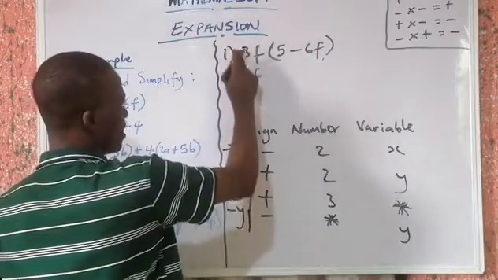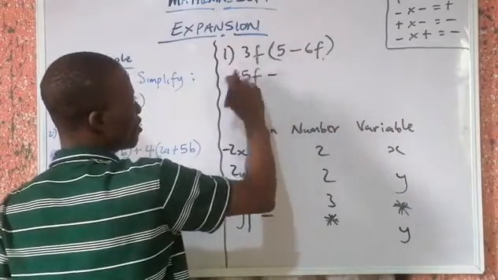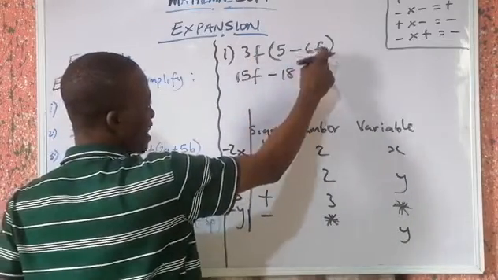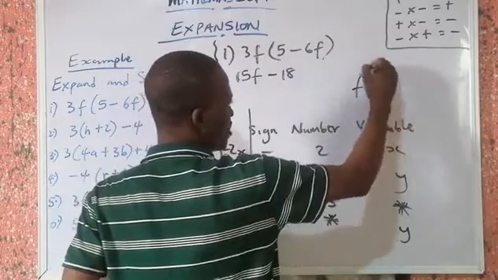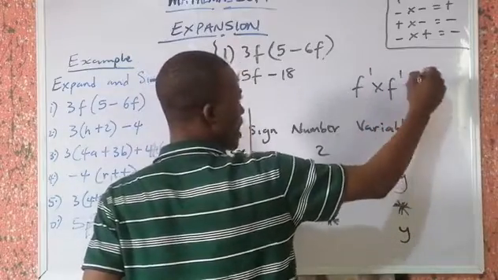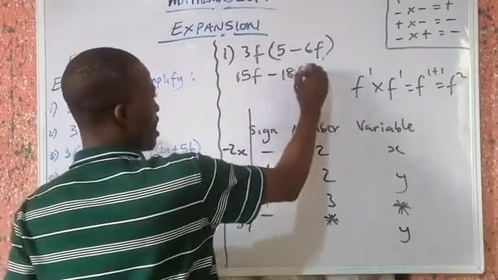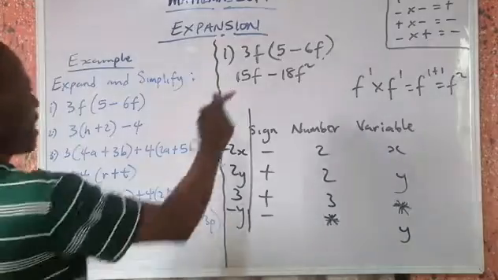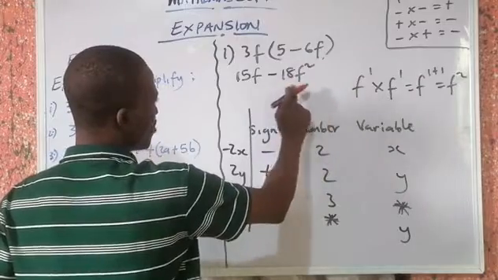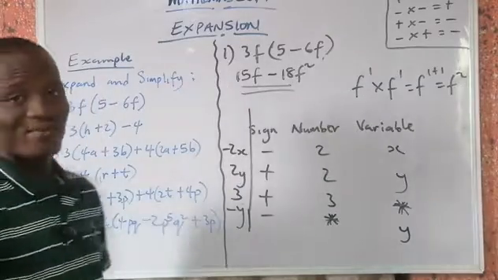Here, I want to multiply. It's just like I'm saying plus times minus. You know it's going to be minus. So 3 times 6 is going to be 18. And f times f: this is 1, this is 1. So you just focus on adding their power. Any variable you are multiplying, you are adding the power. So that will be f squared. So 3f times 5 will give me 15f, and 3f times minus 6f will give me minus 18f squared. And then we have it expanded, and that is our answer.